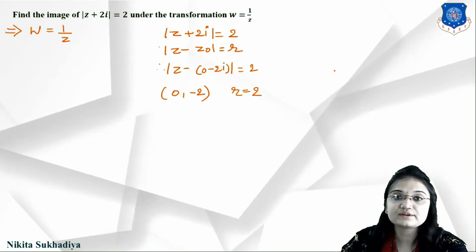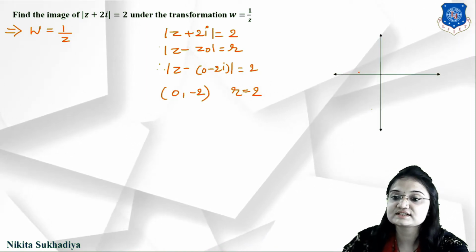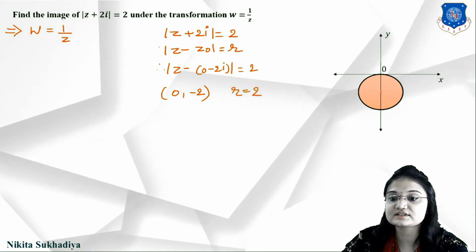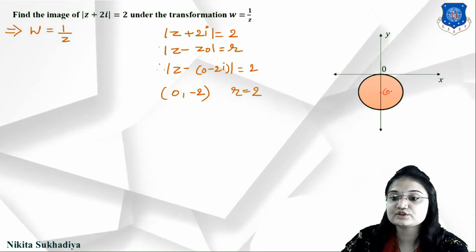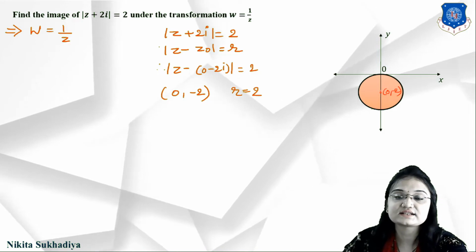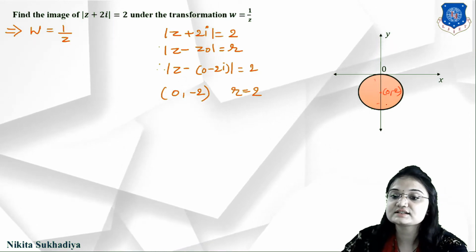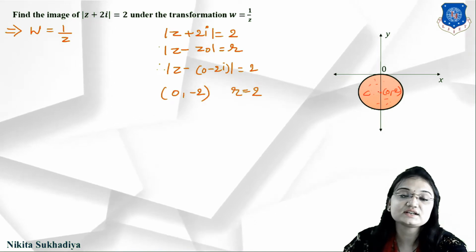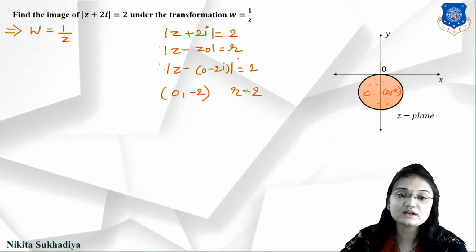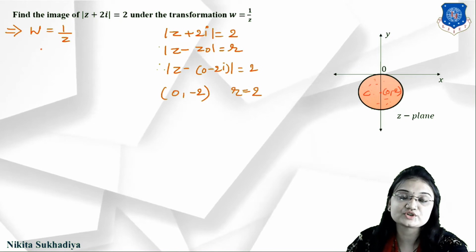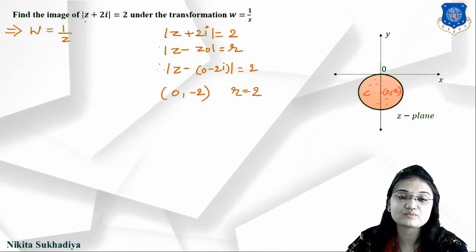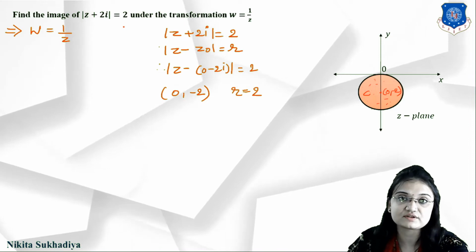How can we represent it in the Z plane? This is the x axis, this one is the y axis, and here we have a circle with center point (0, -2) and radius r = 2, and this is the area, or in another way we can say this is the region C in the Z plane. Now here we have the transformation. With the help of this transformation, we have to find the image of |Z + 2i| = 2.